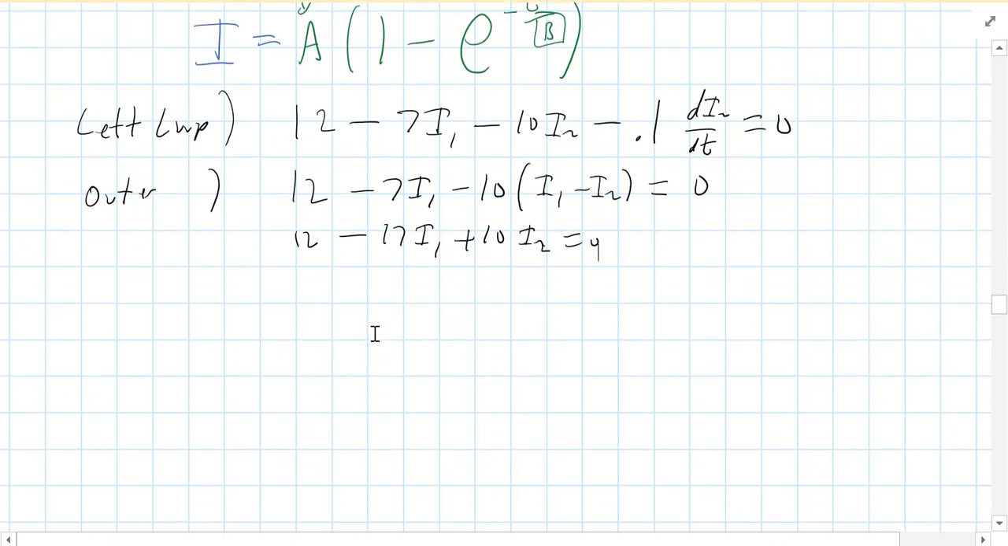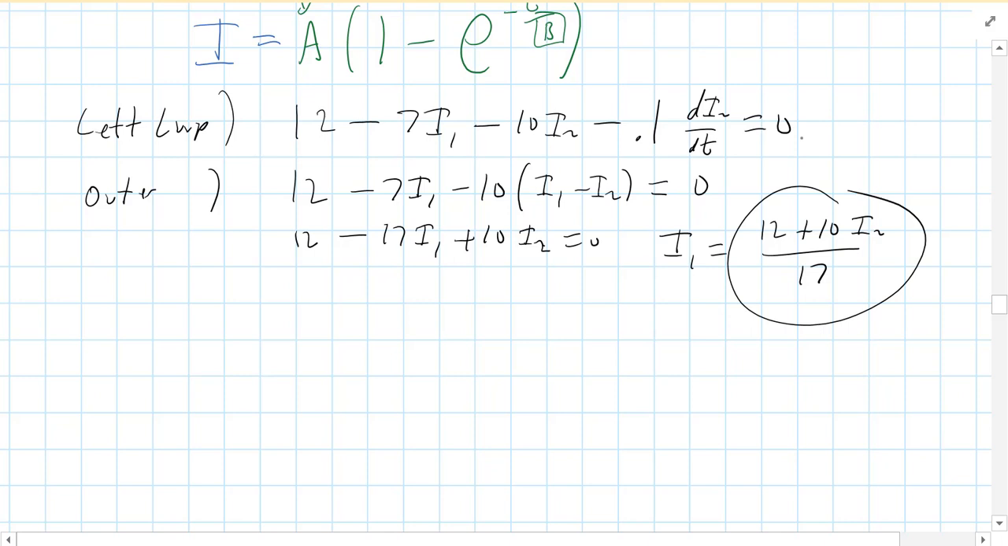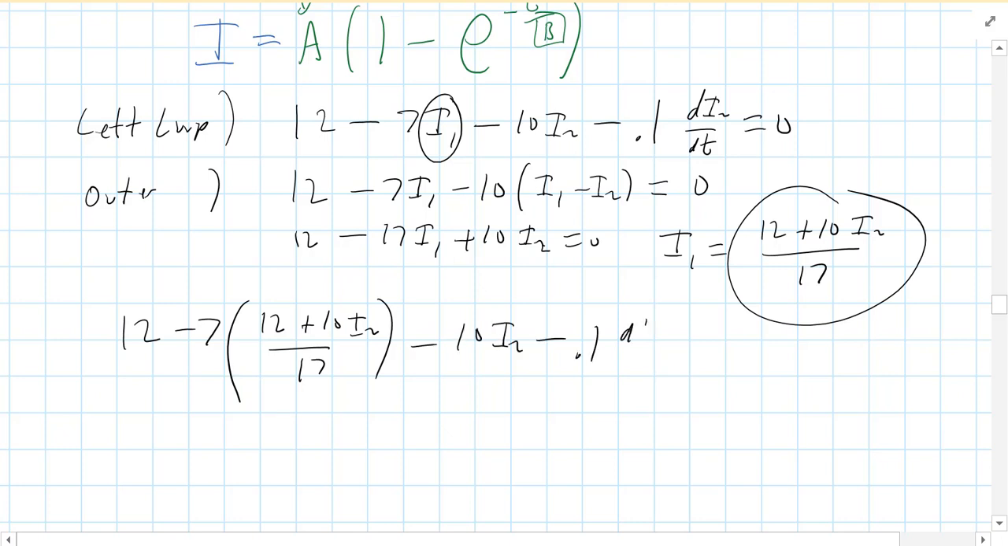We need to get rid of I1 in our first equation. So I'm going to solve for I1 here. So I1 would equal (12 plus 10I2) over 17. So that's our I1 that I'm now going to plug in right here. And then we're going to have an equation with just I2 and di2/dt in it. All right, and again, we're just doing a lot of algebra, basically. So 12 minus 7 times all this crazy stuff: (12 plus 10I2) over 17, minus another 10I2, minus 0.1 di2/dt, all equals 0.